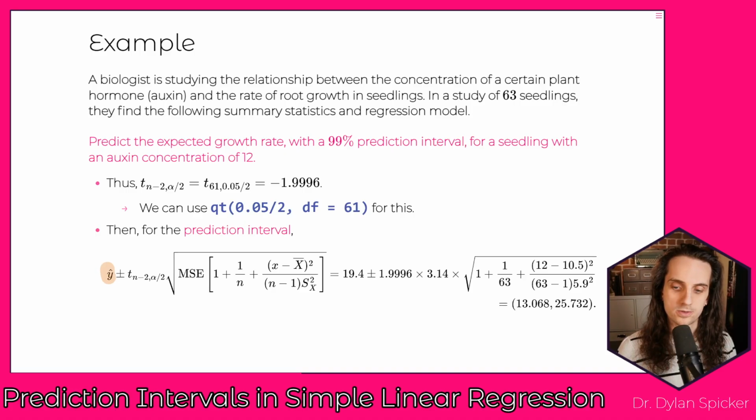Okay. So to get our prediction interval, we then just turn to our prediction interval formula, and we have to start plugging in our values. So we need our point estimate, that's 19.4. We saw that on the previous slide. We need our critical value, that's 1.9996, right? That's given to us right here. This 3.14 is the square root of our MSE, so that takes care of this first term. And then we have our 1 plus 1 over n, where n is 63.